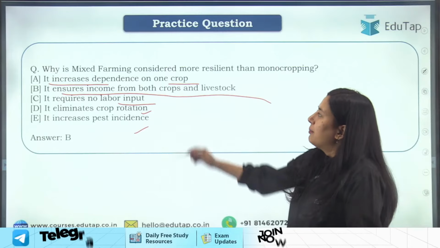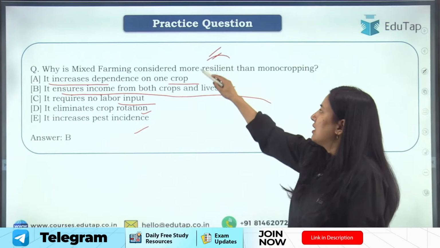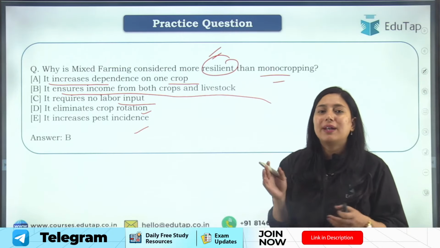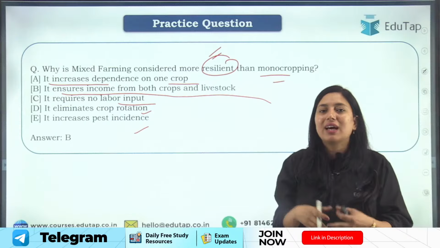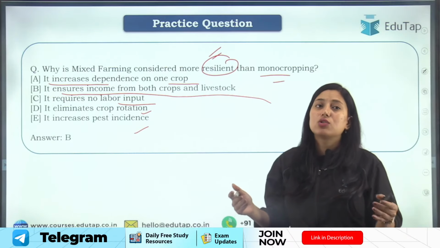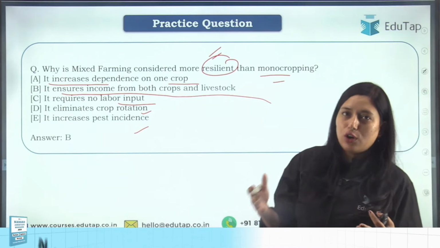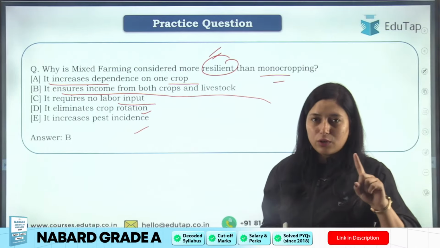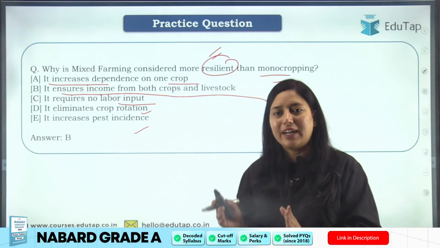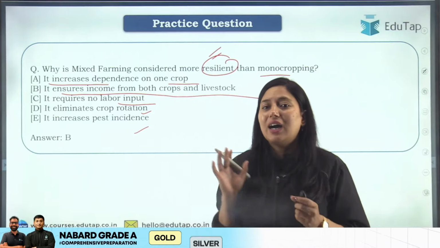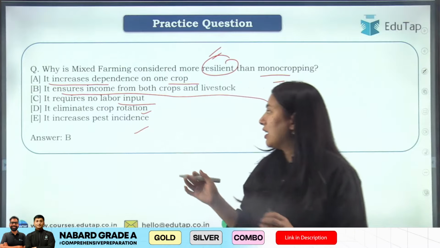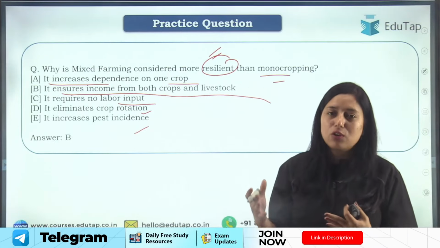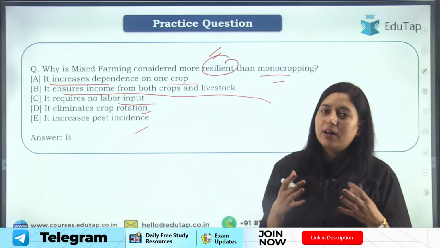Okay, chalo. Why is mixed farming considered resilient compared to monocropping? So students, in mixed farming we are not depending on only one enterprise. We have different enterprises, and also we are growing different crops. Now if we grow only one crop, we are totally dependent on that crop, and if that crop fails, we suffer the loss and there will be no return from the land.